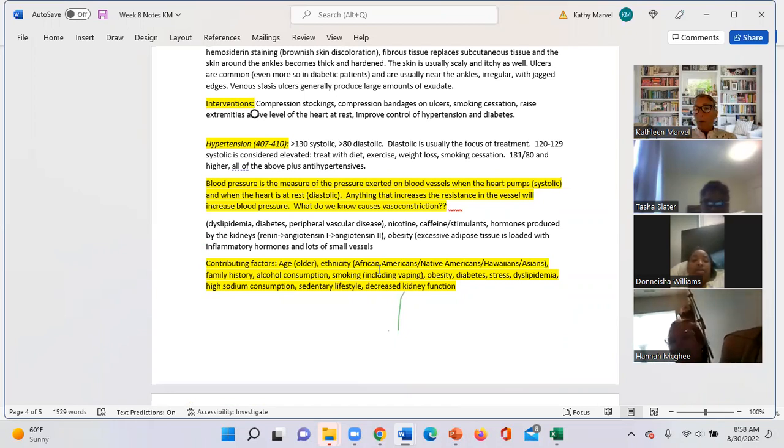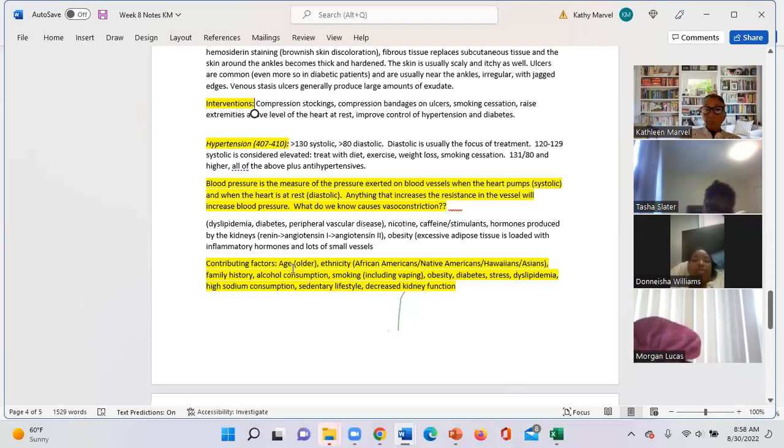And what happens if it's between 120 and 130? What happens if the diastolic is between 120 and 130? Does that automatically need medication, or can you work on diet and exercise? You can work on diet and exercise. And then once it gets above 130, that's when it becomes an issue when we look at medications, okay?